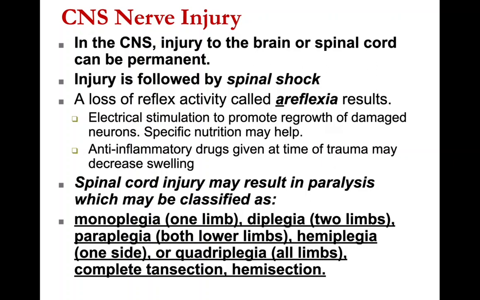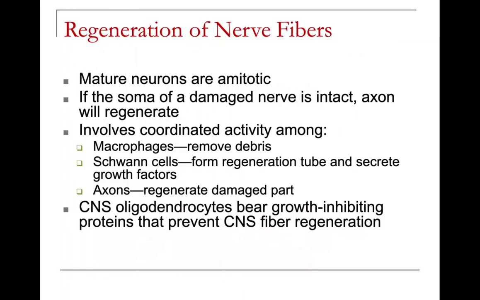So spinal cord injury can result in paralysis. It's based on the limbs involved. Monoplegia is one limb, diplegia is two, paraplegia is both lower limbs, hemiplegia is one side, quadriplegia is all limbs. You could have complete transection or hemisection.